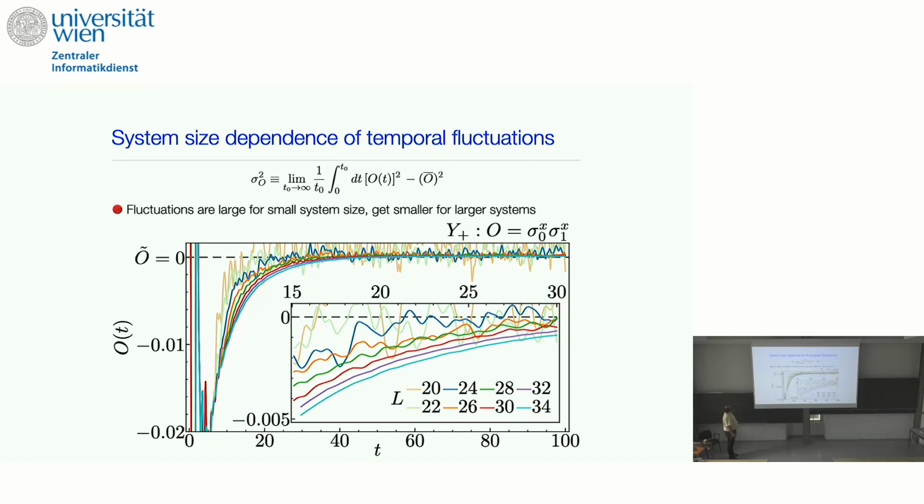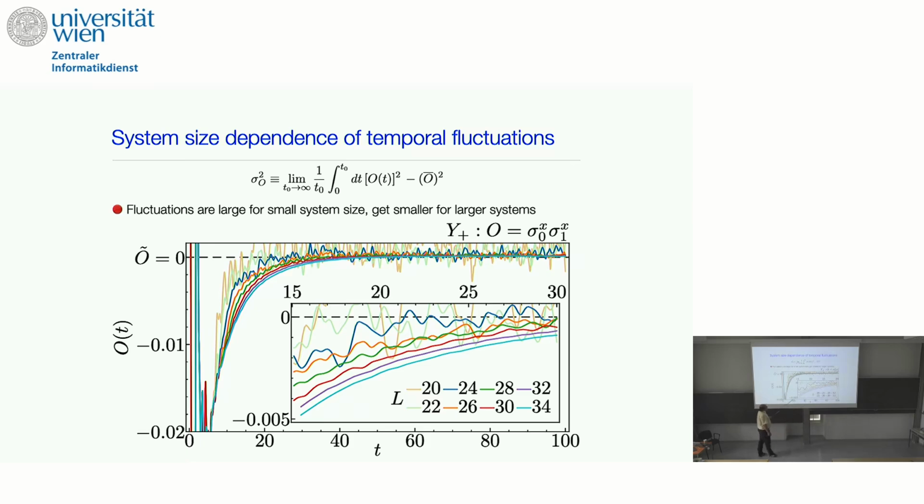First I would like to show you two things. This is some observable O of t plotted here on the vertical axis. If you're interested, it's a two-point sigma x correlation function, but it doesn't matter so much for the discussion exactly what it is right now. So we start from the y plus product state. Remember, that's a state which has zero energy, so it should go to the infinite temperature state.